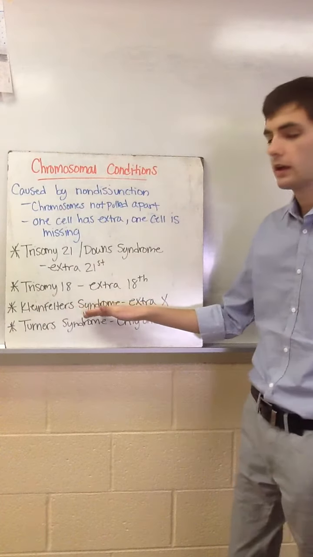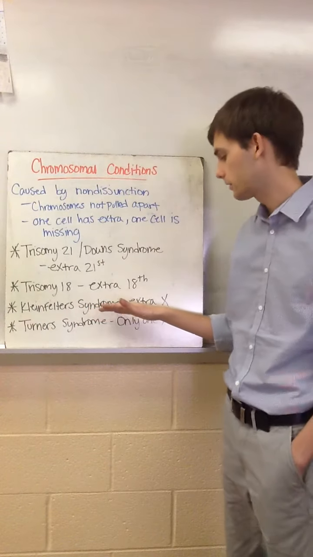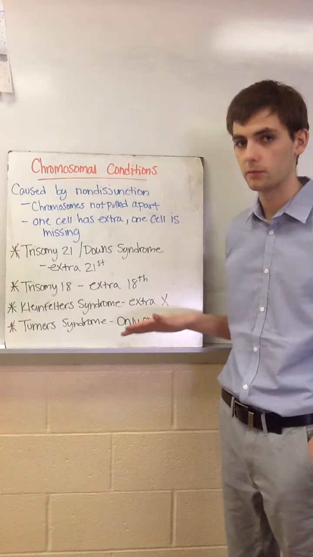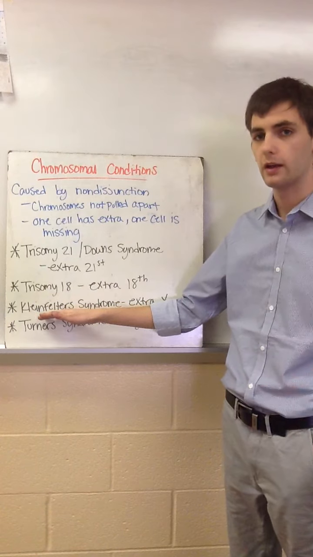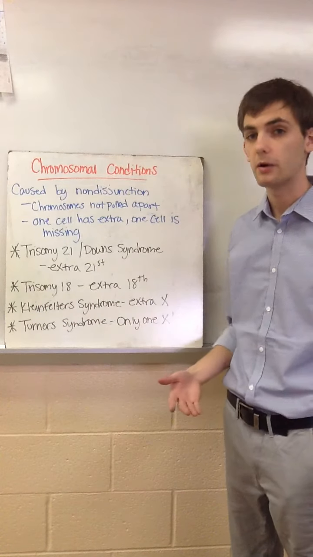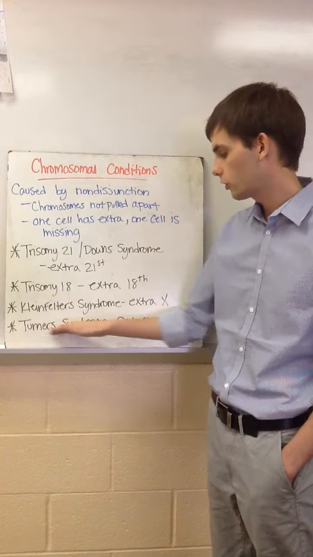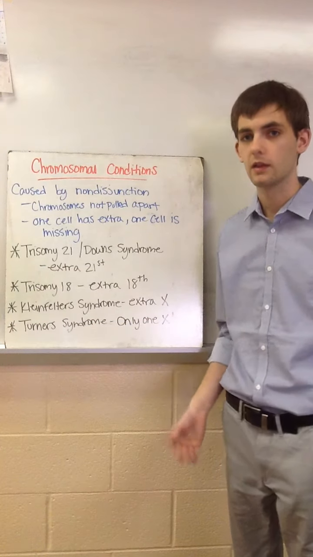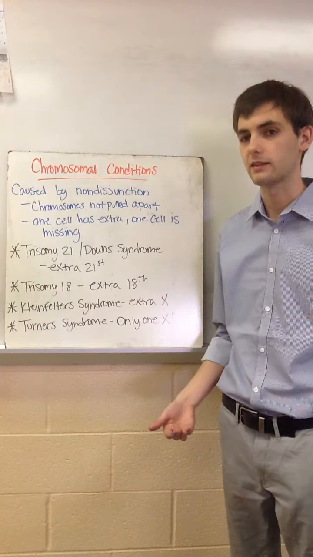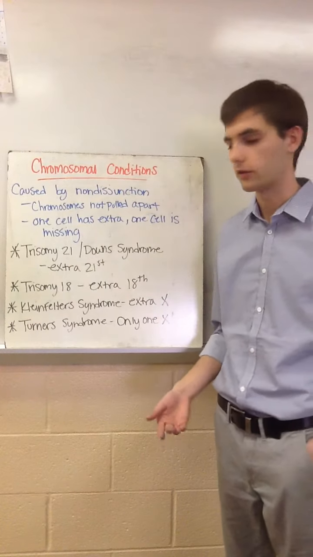Klinefelter syndrome is a condition that occurs in males in which they have an extra X chromosome. So normally they're XY. Klinefelter's makes them XXY, and it'll actually give them female characteristics. And Turner syndrome occurs in females, and this is when they only have one X. So they lack some of the feminine characteristics that other females have.